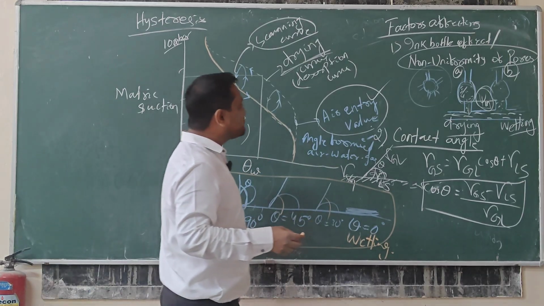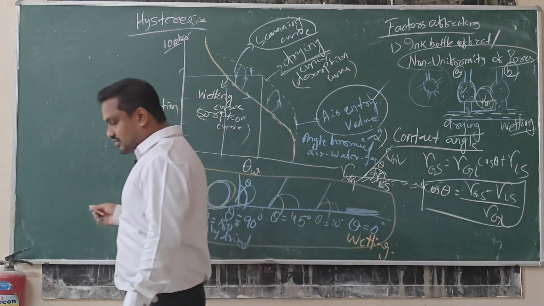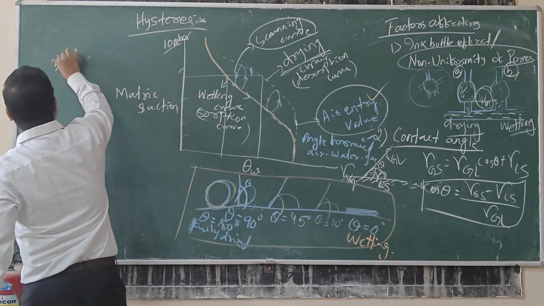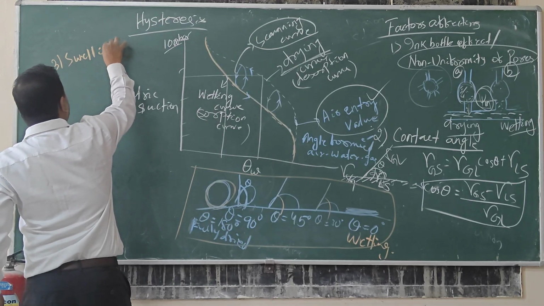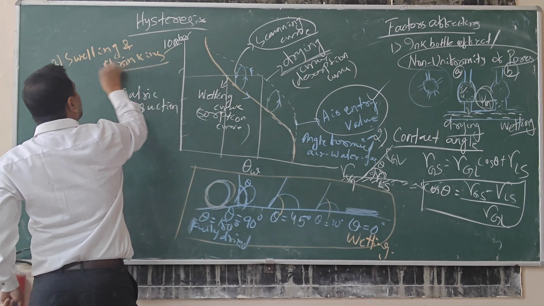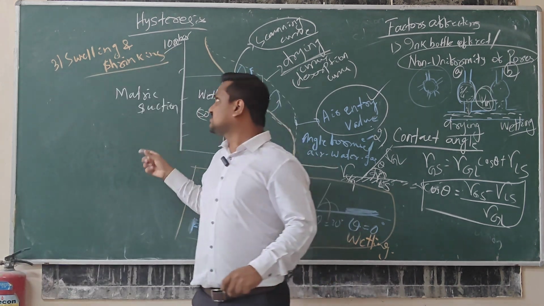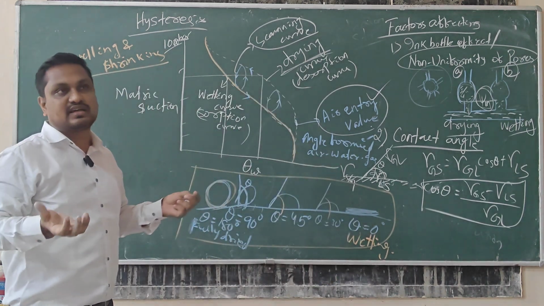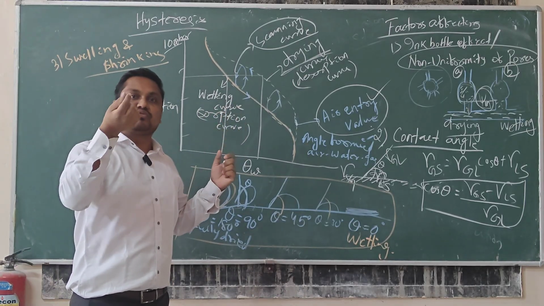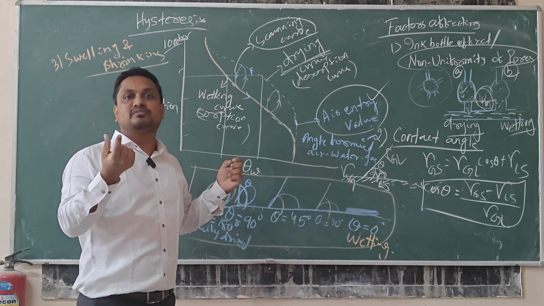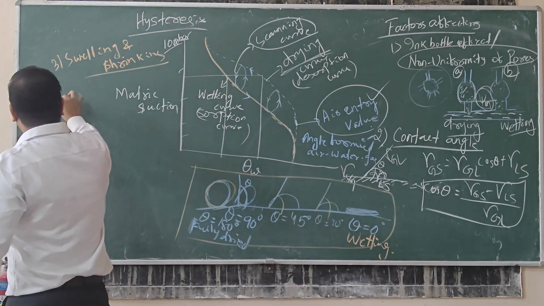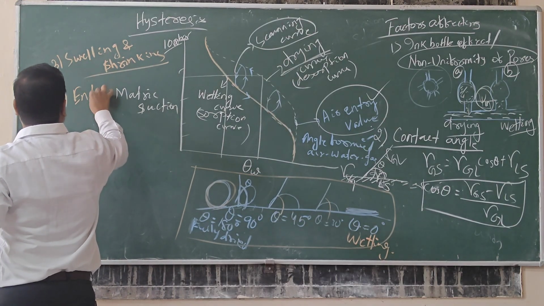Another few factors affecting this hysteresis are swelling and shrinking. If you understand the first two factors, then these are very easy. As you know, interconnected pores will be there. If swelling and shrinking happens, the pores change. So during wetting, some pores will remain, and also air pockets will remain there. So this will create hysteresis. Very simple.